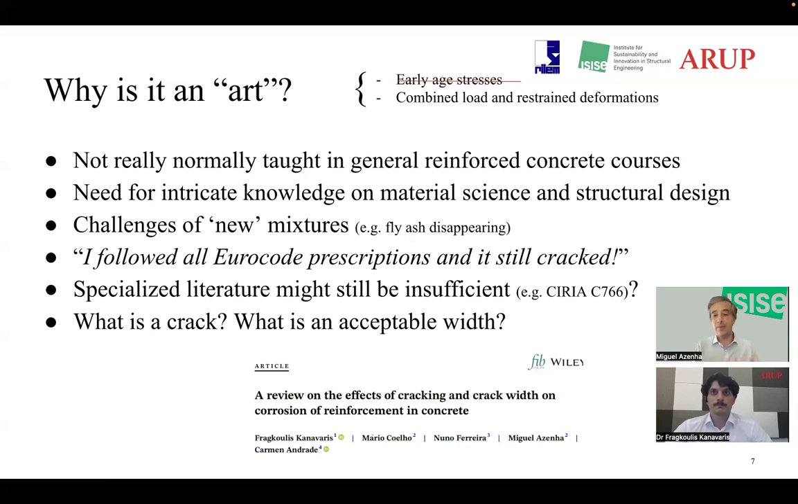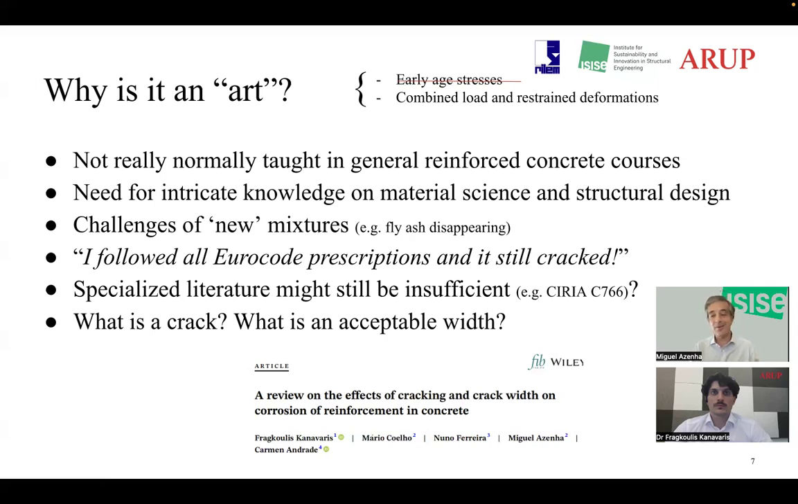And all of this stems from knowledge in material science that will need to be an ally in structural design so that we can do competent assessments. And there's another further complication that makes this even more of an intricate art: the challenges of new mixtures.